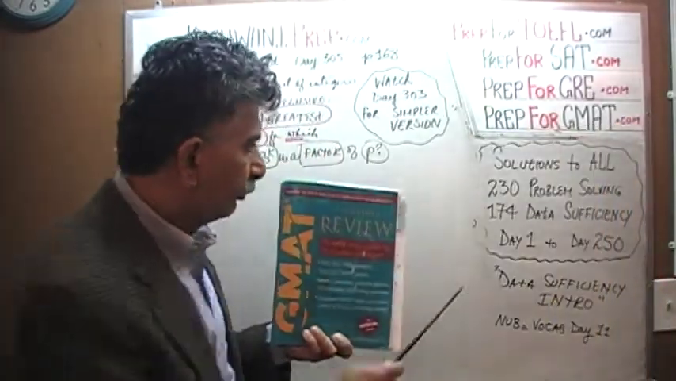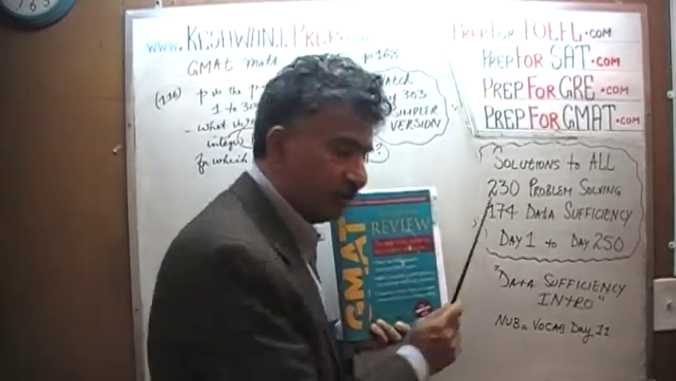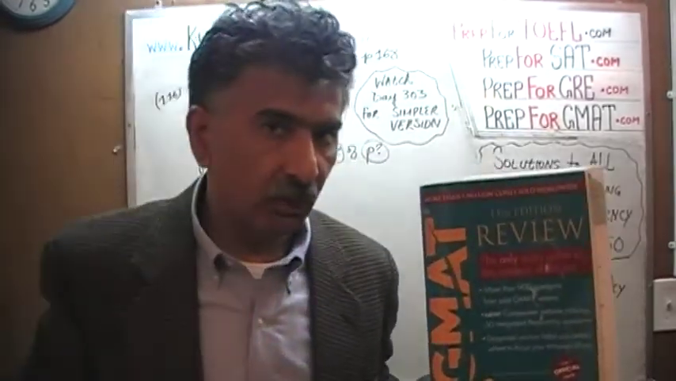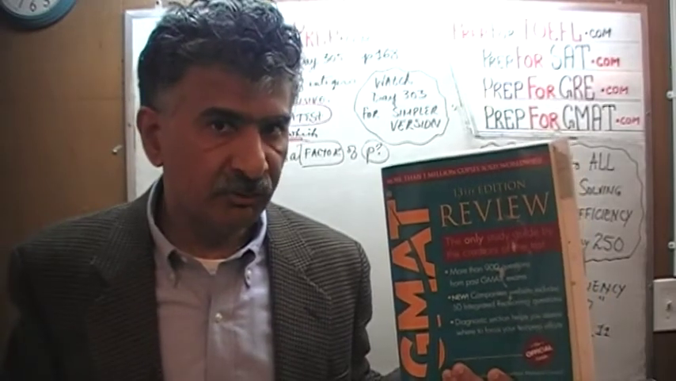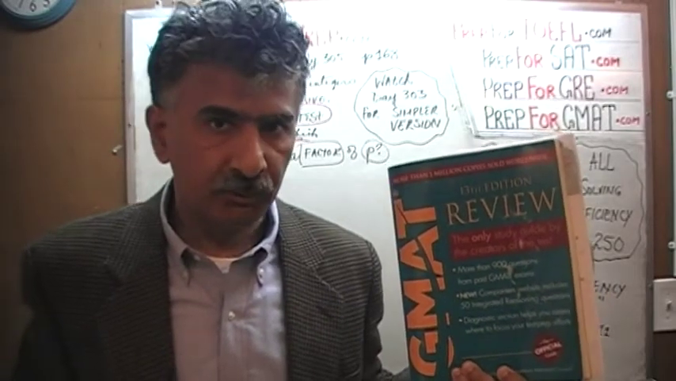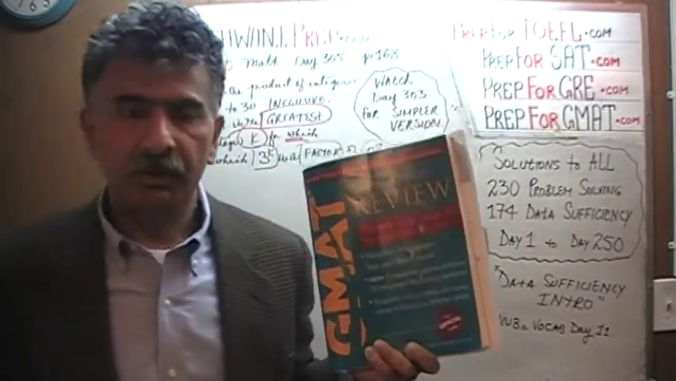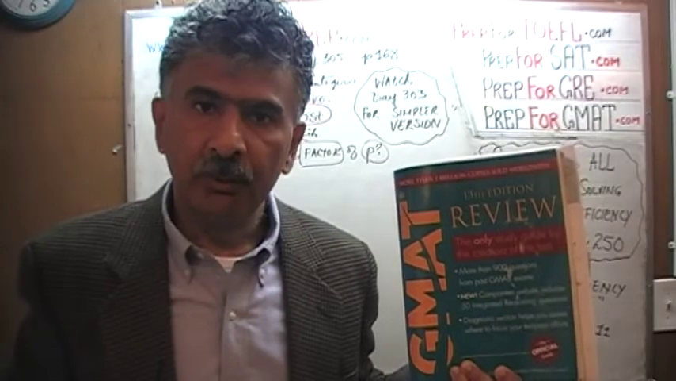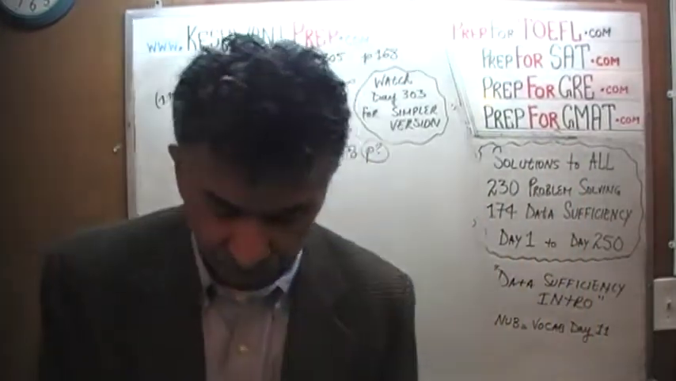The book contains 230 problem-solving questions. It has 174 data sufficiency questions. We have already solved every single one of these problems. If you're interested in watching the original solutions to these problems, you will find the original solutions from day number 1 through to 50. Right now, we are in the process of redoing the problems, and we are on page number 168. Okay, turn to page number 168.